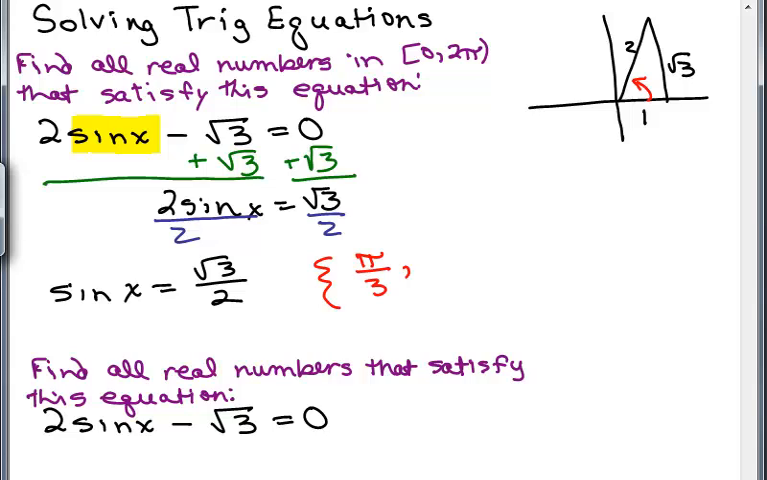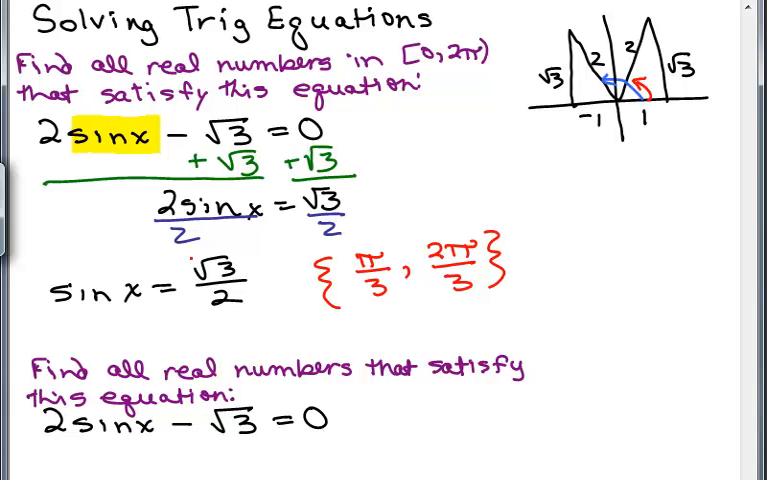And where else? But over here, it's another place, right? So that's this angle, and in radians, that's 2 pi over 3. So there are 2 solutions in between 0 and 2 pi.